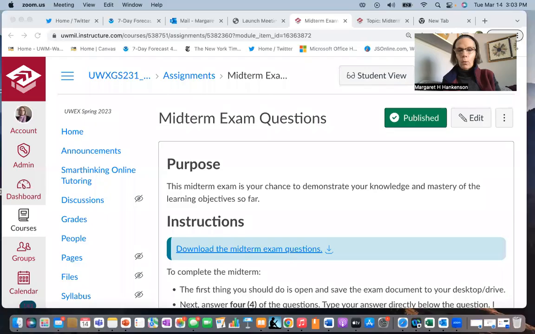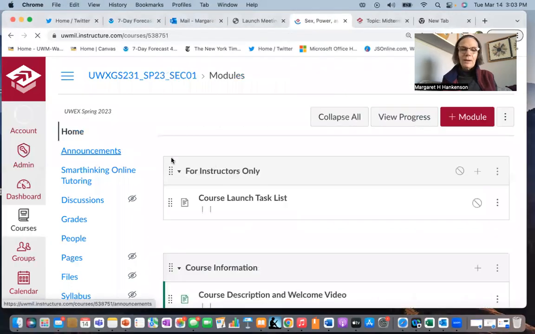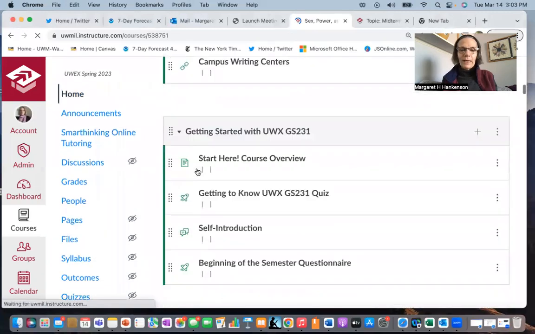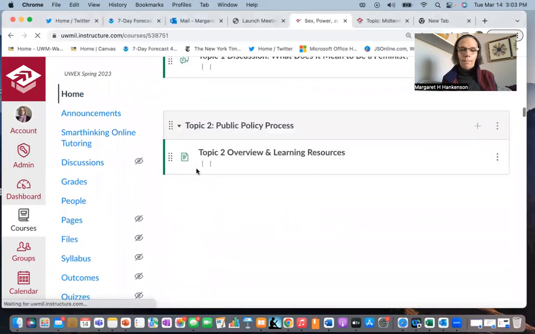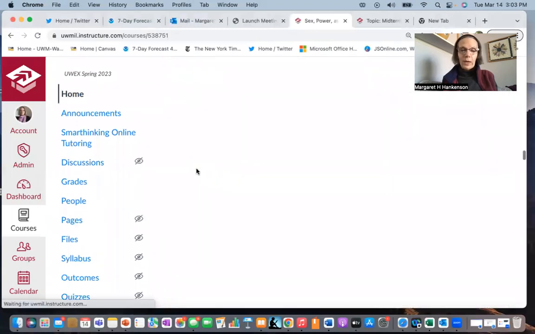Let's go ahead. There are 2 places on the Canvas site that I want to point out to you that are relevant for the midterm exam. Let me share my screen, and we'll take a look at the Canvas site. So there is our Canvas site. If you go to the home page, you'll see how it's all laid out, and you'll want to go down to topic 6. That's what we are doing this week, the topic on reproductive policy.